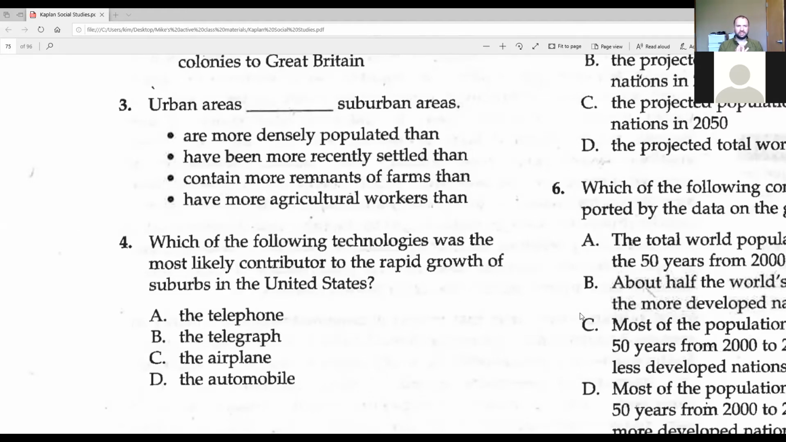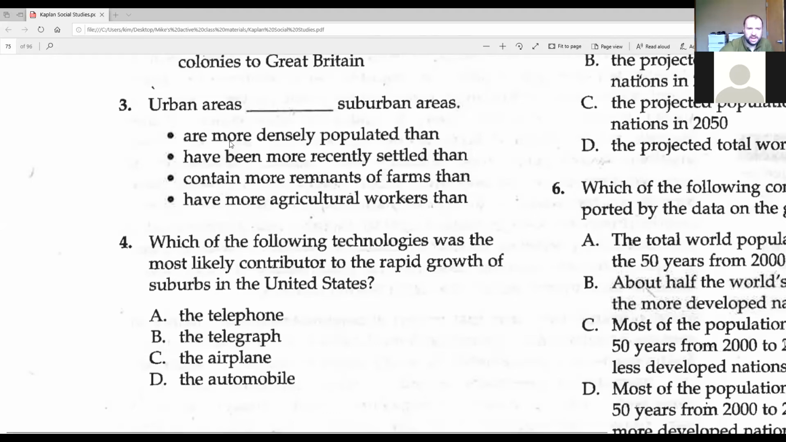3, urban areas contain more remnants of farms than suburban areas. Or 4, urban areas have more agricultural workers than suburban. Okay, so again, because they don't give us a lot here, we just have to go with the one that makes the most sense and the one that is maybe least disputable, because you could maybe argue some of these others. So you just have to go with the clearest one that makes the most logical sense, right?